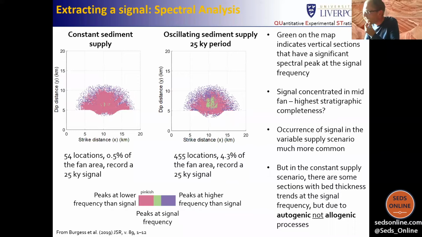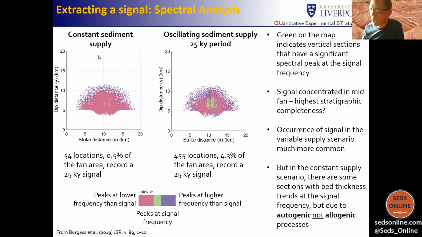But we still wouldn't know for sure if we saw this example mapped out from a fan in the ancient record from lots of outcrop sections. We still wouldn't really know for sure whether that was an autogenic or allogenic effect, because you do get periodic signals from the autogenic case.